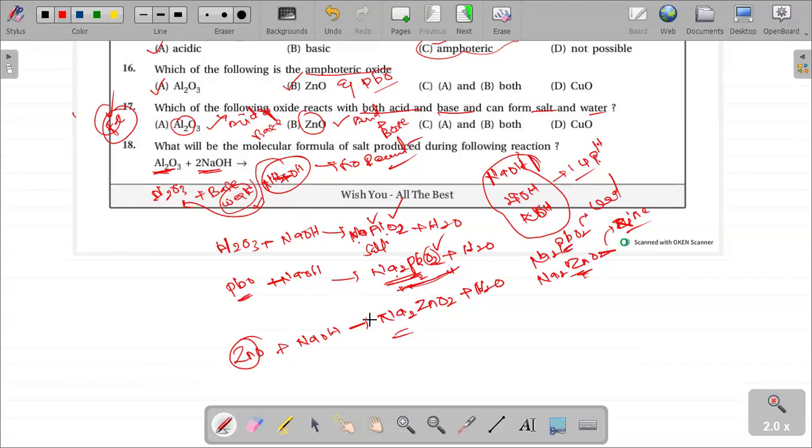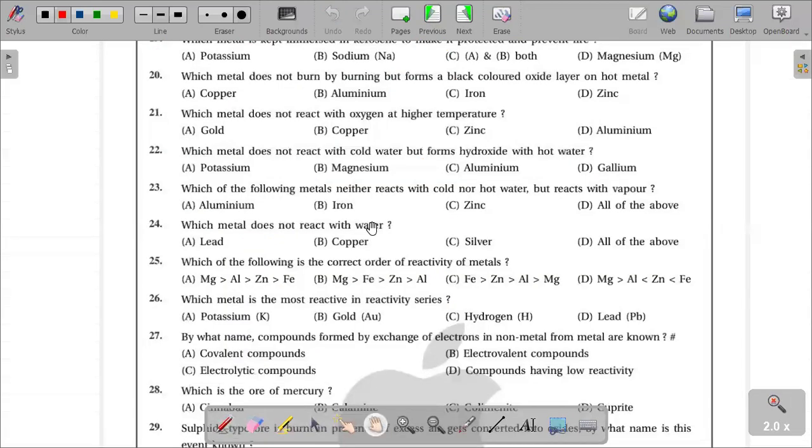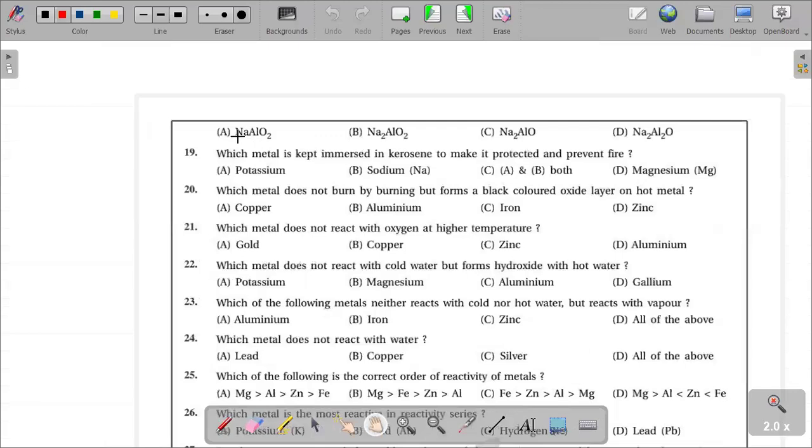And next, so here option NaAlO2. So this is the answer. Here Na2AlO2 they given, you should not select. Why? Because Na is already plus 1. So 2 times means it will be plus 2. And Al, the valency of aluminum is 3. So plus 3. Overall plus 5.